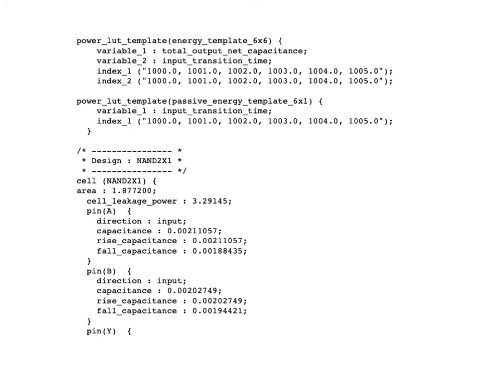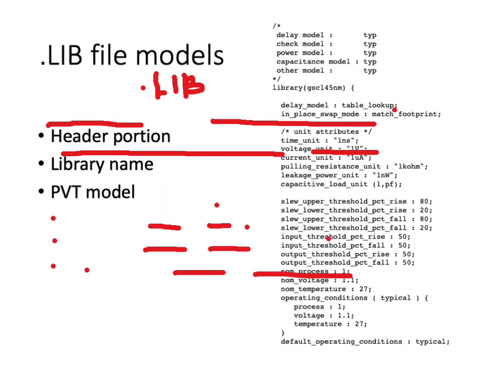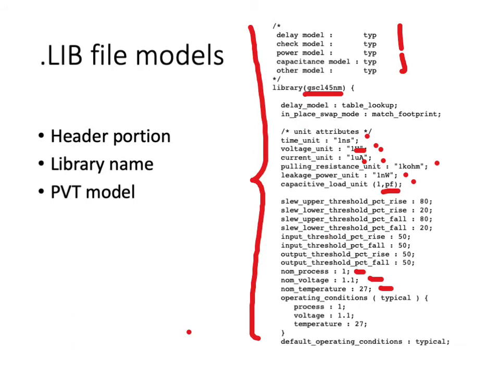Here I'd like to draw your attention to the definition for one out of the many logic gates that can be implemented. In this case, we are considering a 2-input, 1-output NAND gate. This NAND gate has an area of 1.877200, and the leakage power consumed by this NAND gate is 3.29145 nanowatts. Pay attention that we know the leakage power is in nanowatts because of the unit definition here.